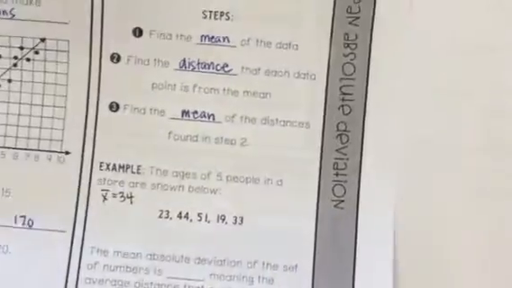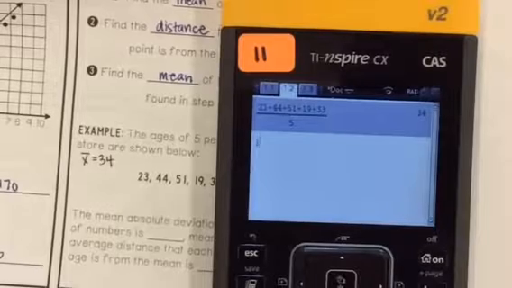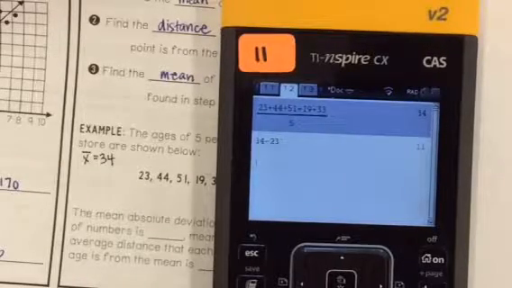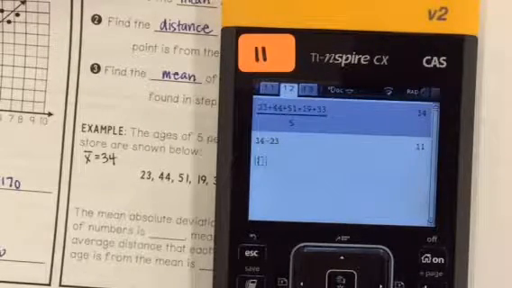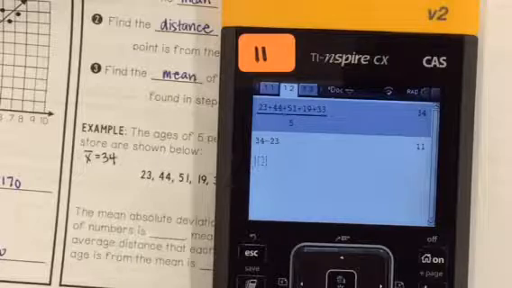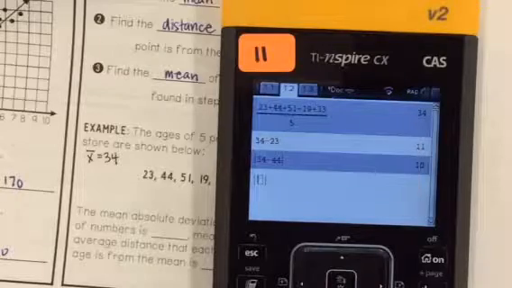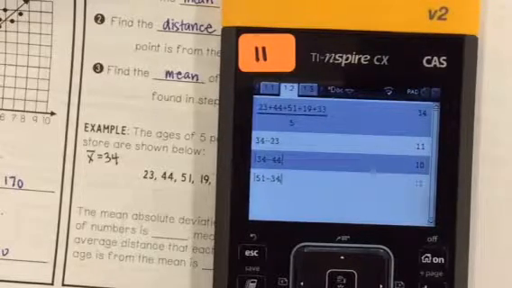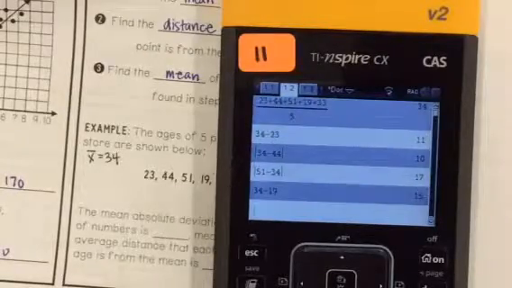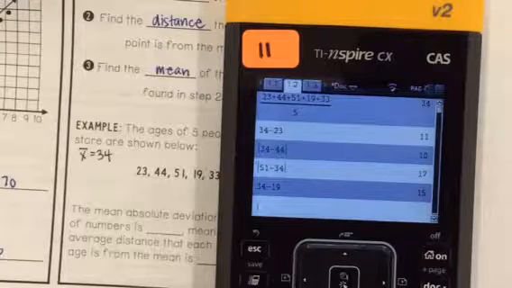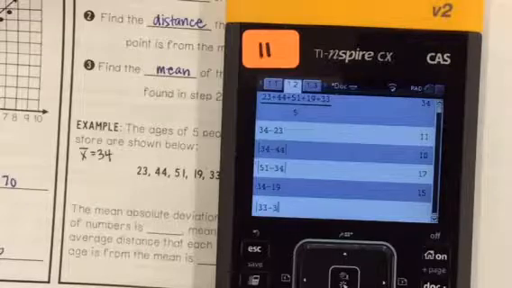All right, now I need to figure out how far is each number from the mean. So I would do 34 minus 23. And I need them to always be positive, so the next one I would do the absolute value of 34 minus 44, then the absolute value of 51 minus 34, and then the absolute value of 34 minus 19, and then the absolute value of 33 minus 34, which is 1.